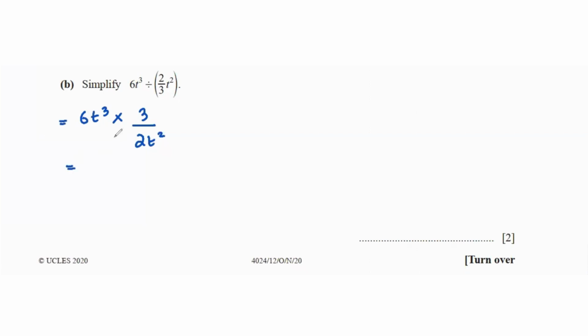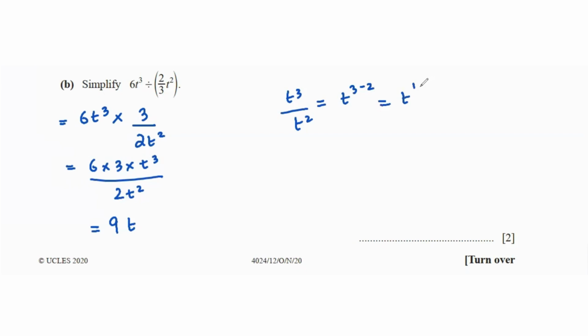So now what we have is 6 times 3 times t cube over 2 times t square. 6 times 3 is 18. 18 divided by 2 is 9, so 9. And t cube over t square is t. Why? Because t cube over t square is t to the power of 3 minus 2, and that is t to the power of 1, or in other words, t.